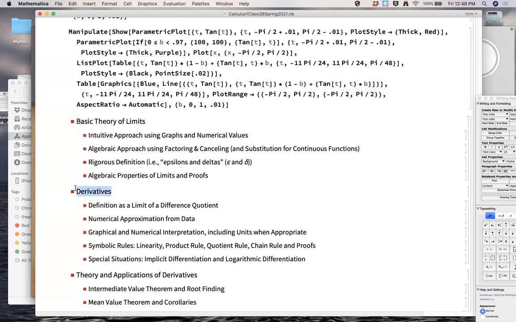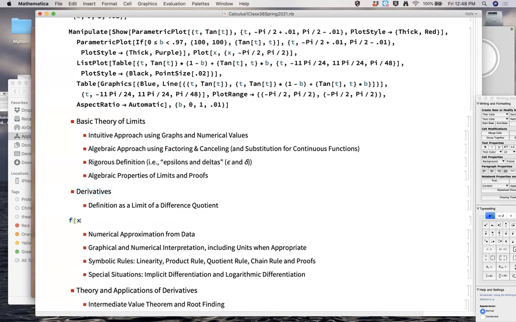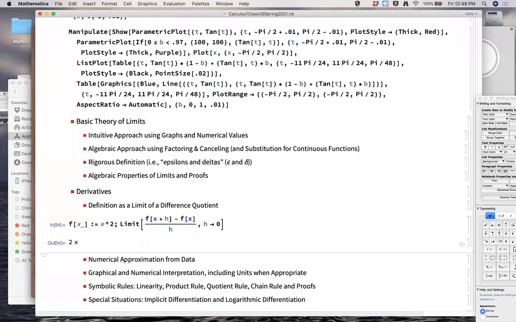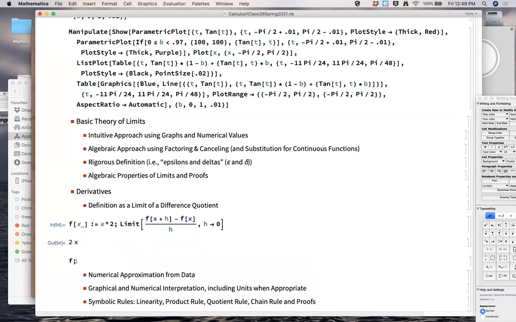Derivatives being the next topic, they are based on limits. There's the definition of the derivative as the limit of a difference quotient. So for example, if I think about f of x equals x squared, I can try to compute the limit of a difference quotient, f of x plus h minus f of x all divided by h as h goes to 0. Mathematica will go ahead and compute this and give me 2x, which is of course the same as the derivative of x squared.